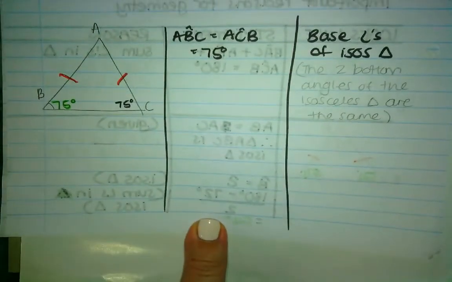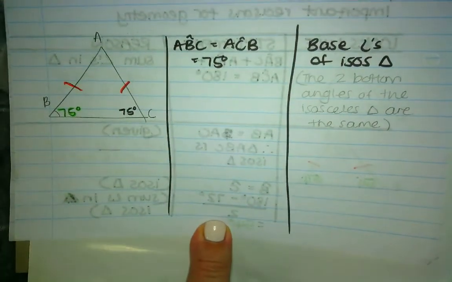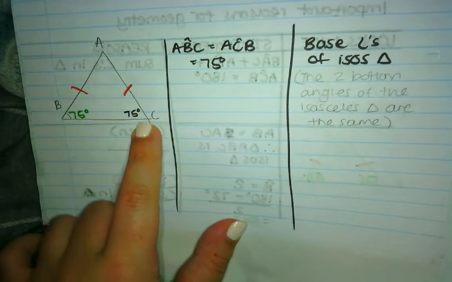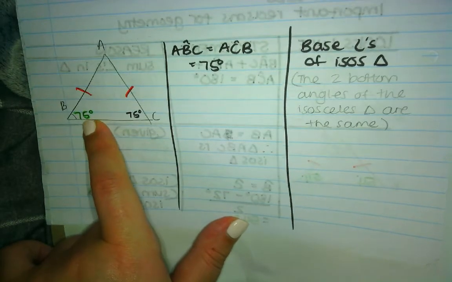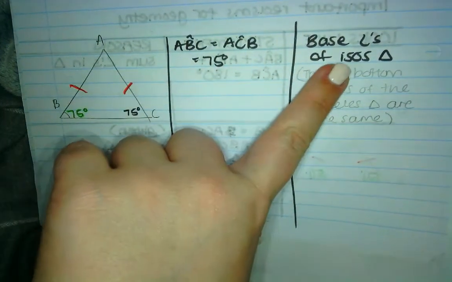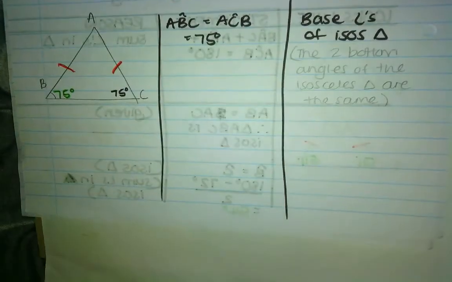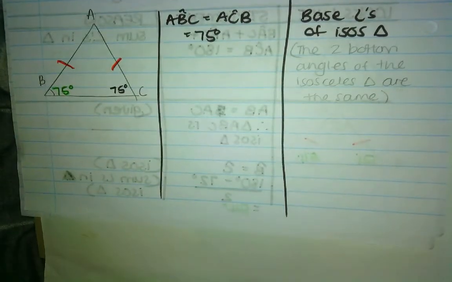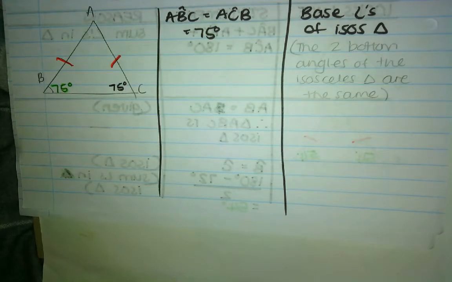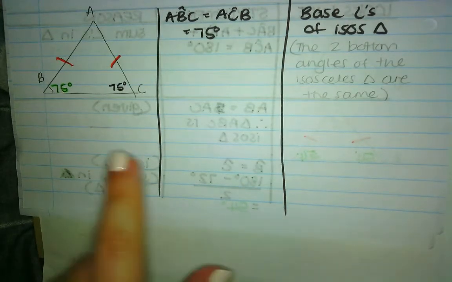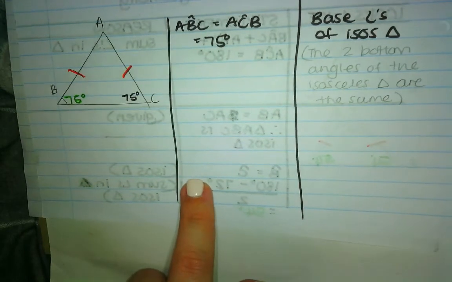Then this is if they give you the 75 degrees there, and you need to find that 75 degrees. They would be called base angles of an isosceles triangle. The two bottom angles of the isosceles triangle will be the same. Cool, pretty much sorted.